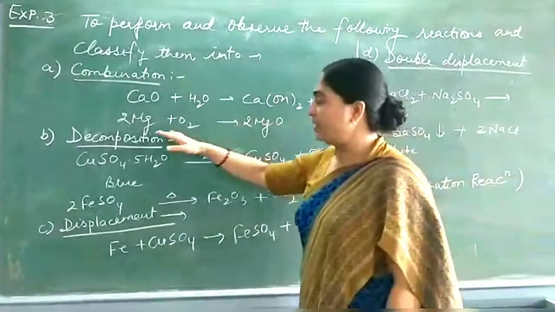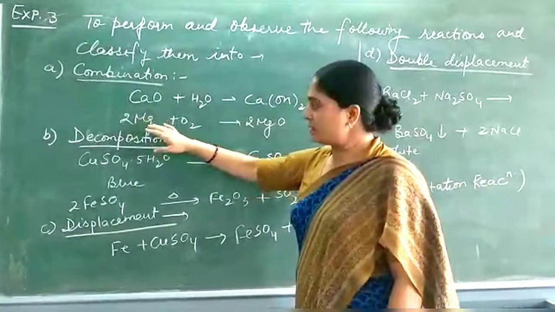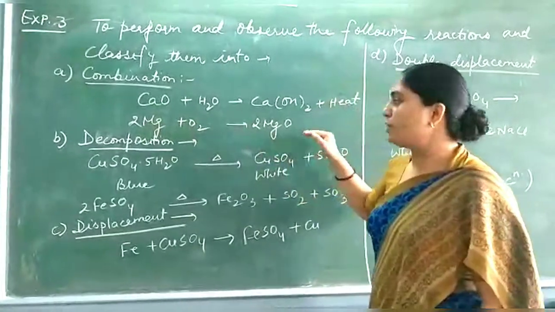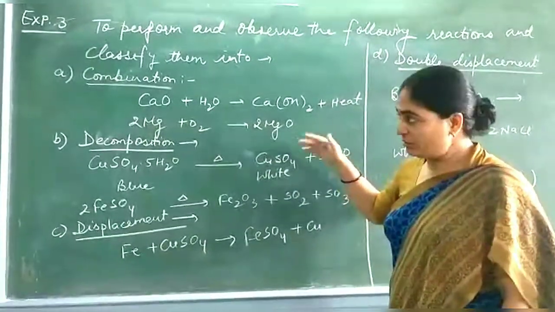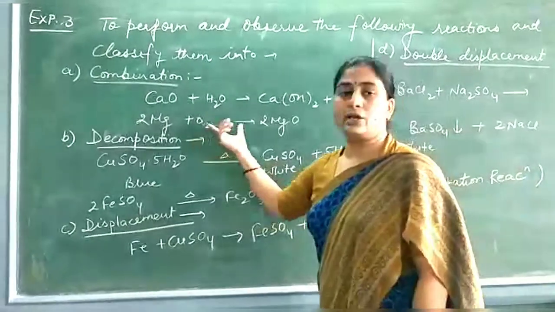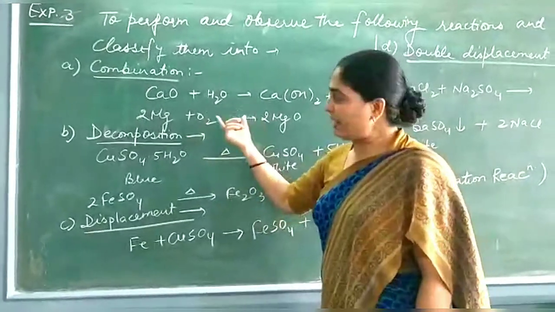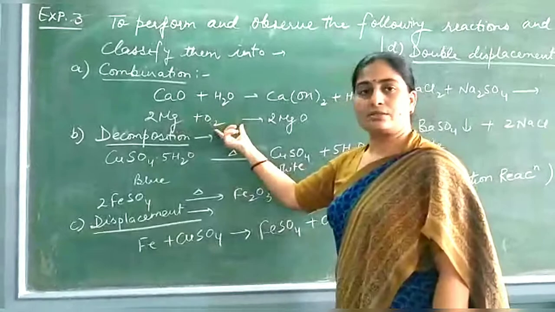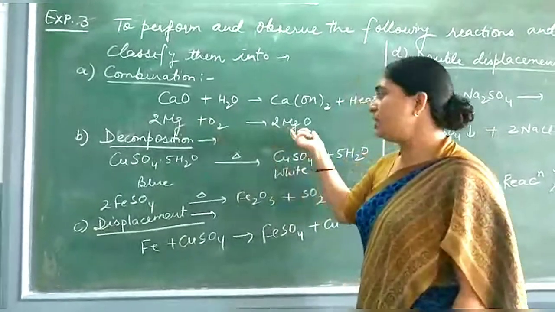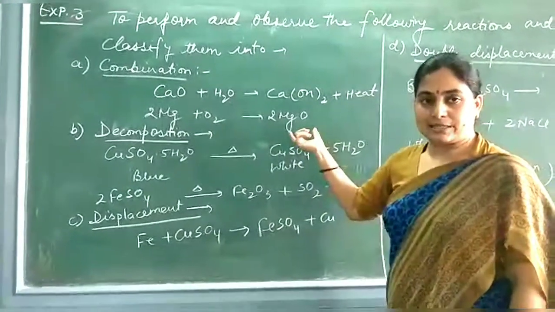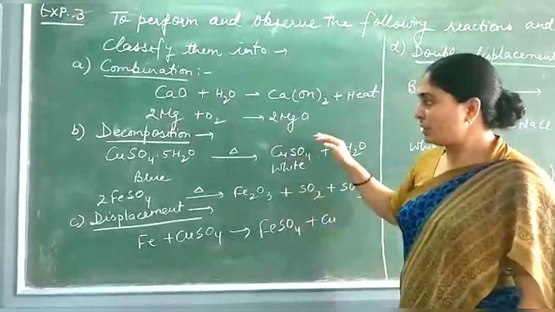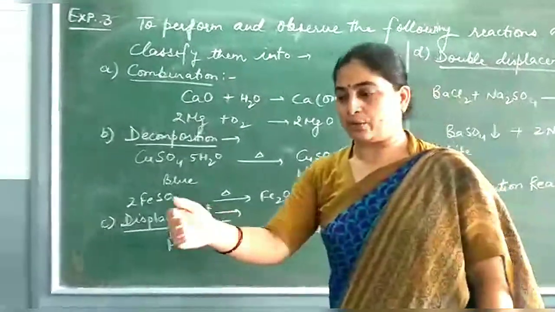Another example we have is magnesium reacting with oxygen to form magnesium oxide, which in general we call the burning of magnesium wire. When magnesium wire burns in the presence of oxygen in the atmosphere, we get an ash-like substance, that is magnesium oxide. So here we see how it is going to happen.